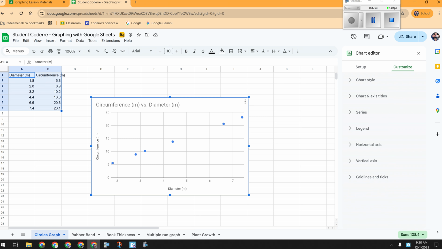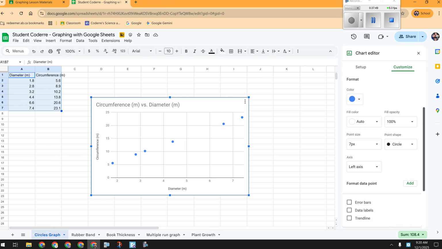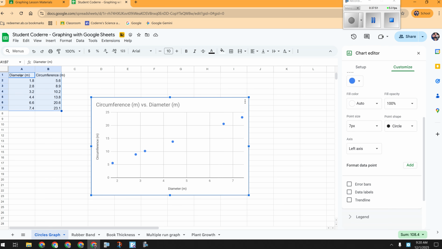If the relationship between diameter and circumference is pi, the slope of the line should be 3.14. Yeah, should be pi. Okay, all right. So let's go to series. And in series, this is where we've got all that stuff about the points and the line and everything. Scroll down and go to trend line and check that box.